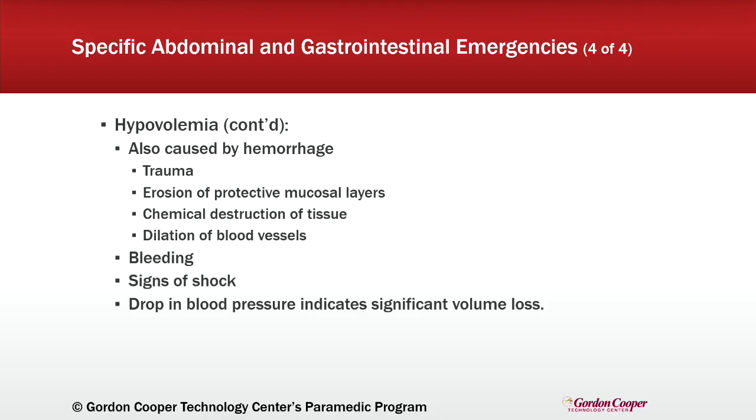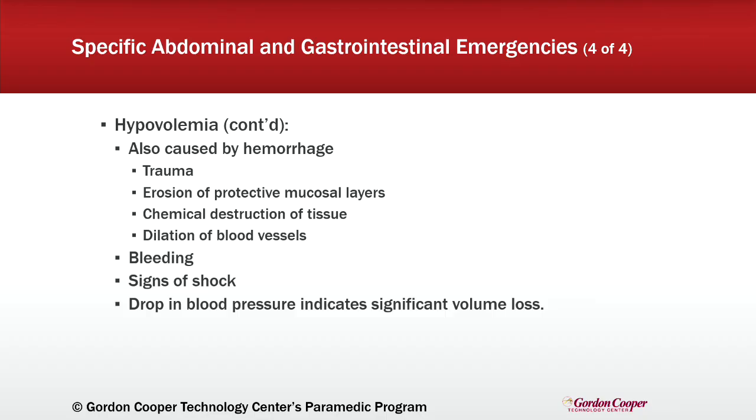But realize that hypovolemia, as I mentioned, can also be caused by hemorrhage, so we don't need to completely overlook that. And of course, causes of GI bleeding, we're very familiar with, could be trauma, but it also could be an erosion of the protective lining of the inside of the intestine. Could be chemical damage to tissues, or a dilation of blood vessels, which can rupture and cause severe bleeding. The bleeding may be slow and gradual over days, or it could be sudden and massive all at once.